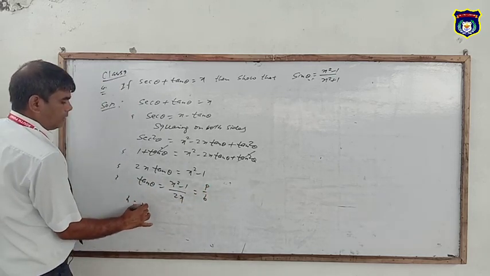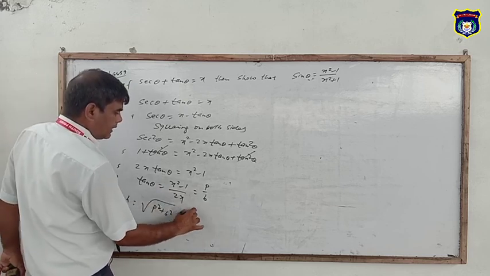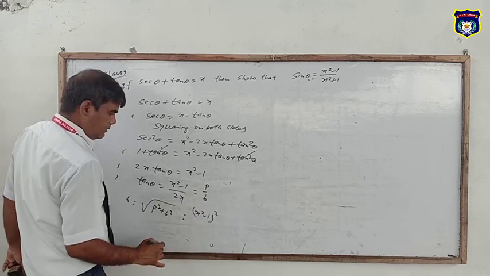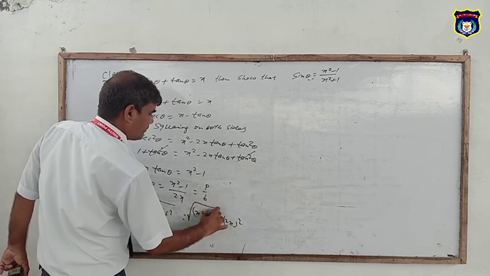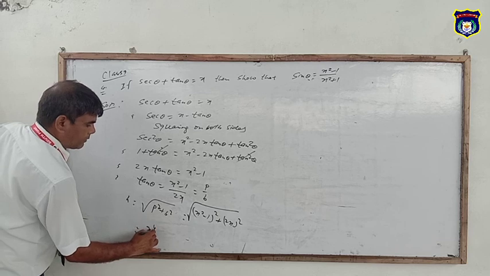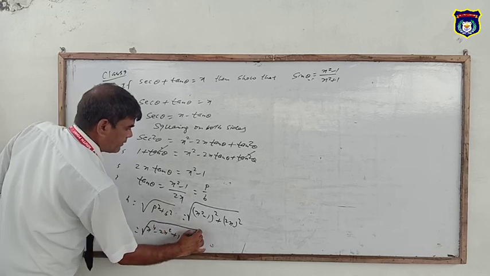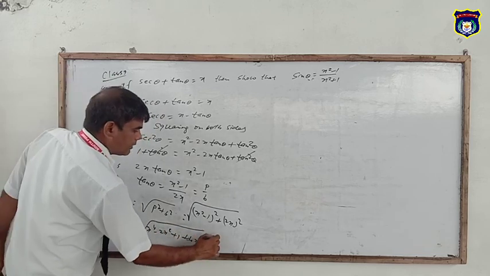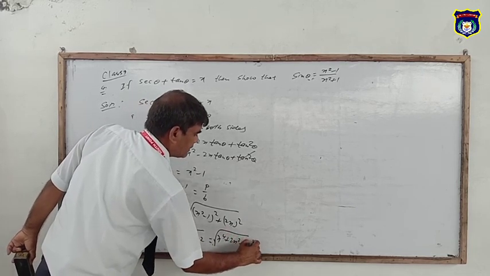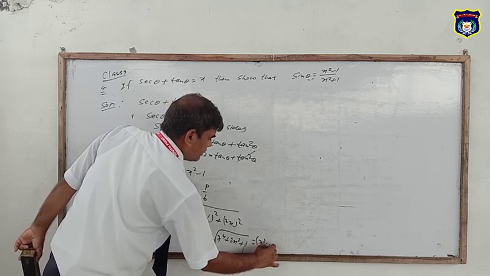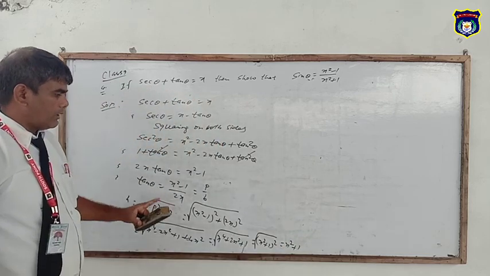So tan theta in trigonometric ratio, tan theta is p by b. H square is equal to p square plus b square. So this is p is x square minus 1 and b is 2x, so this is x to the 4 minus 2x square plus 1, and this is 4x square. So this is x to the 4 plus 2x square plus 1. This is equal to (x square plus 1) whole square. This is equal to x square plus 1. H is equal to x square plus 1.